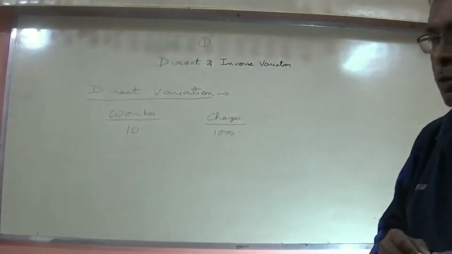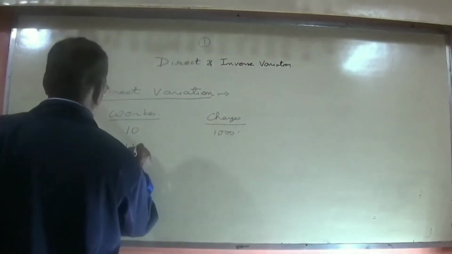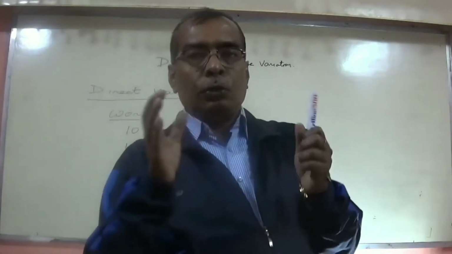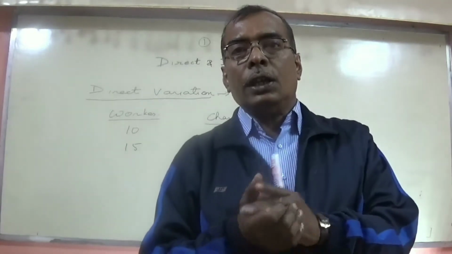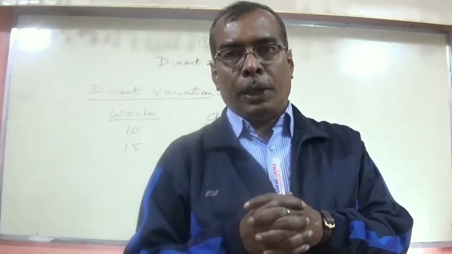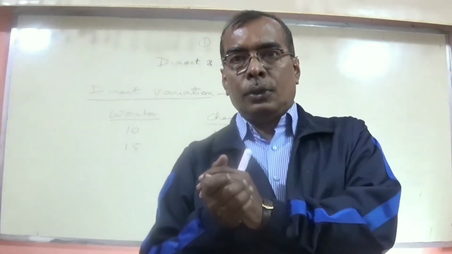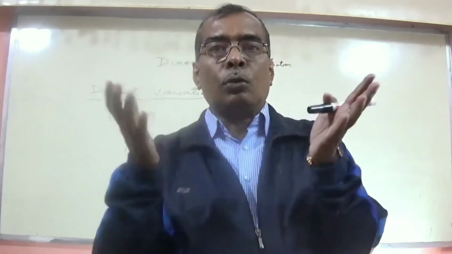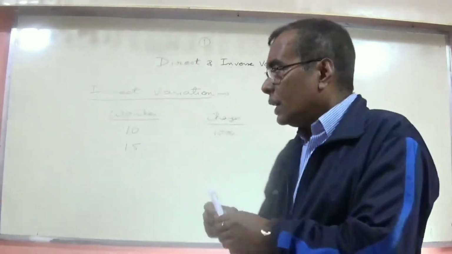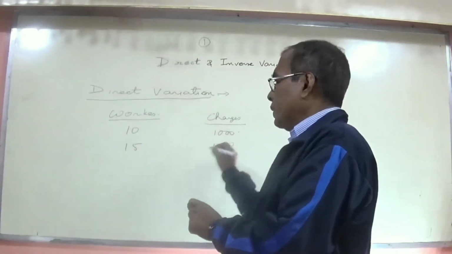Now, in spite of 10 workers, suppose you are going to use 15 workers. My question is, if you use 15 workers, then how much charges will you have to pay? Is it more than 1000 rupees or less than 1000 rupees? Obviously you can say, sir, more workers means more payment, less workers means less payment. That is, here more will come. More or less, I think it will come as 1500 rupees.